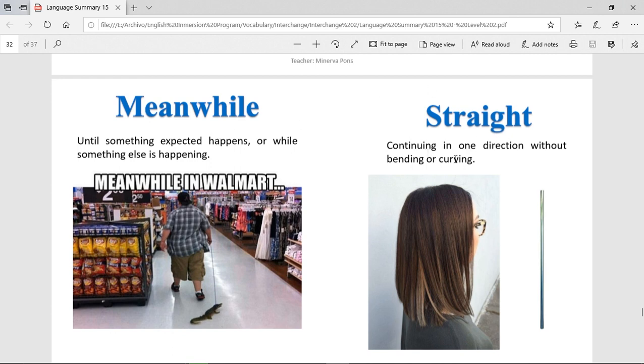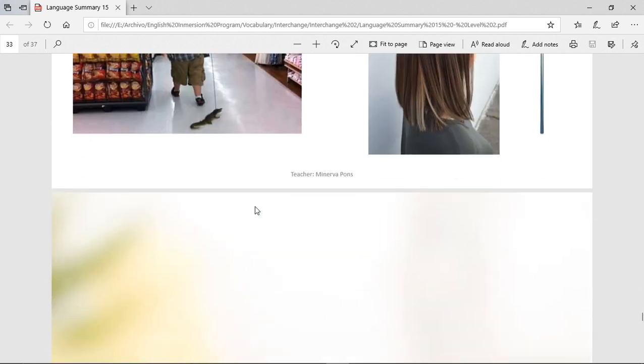Straight. Continuing in one direction without bending or curving. Basically, something straight is something that goes in a simple line, like this. Or like the straight hair that is not fuzzy or curly that goes like this. It goes in a straight line.